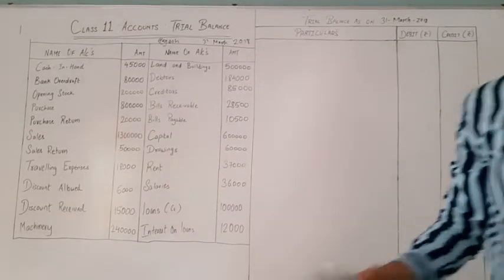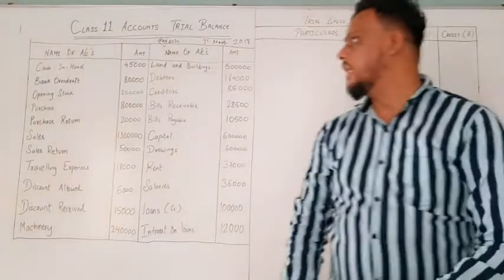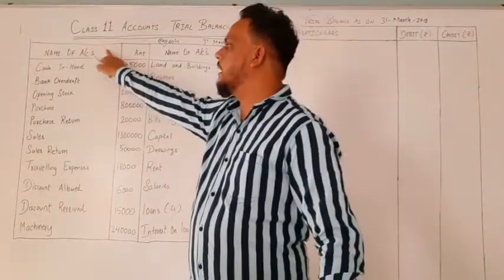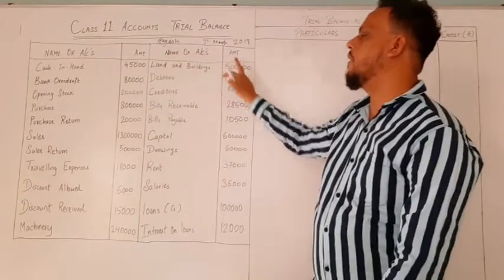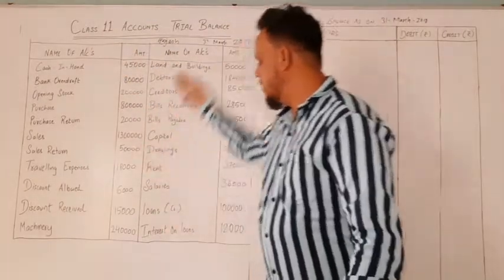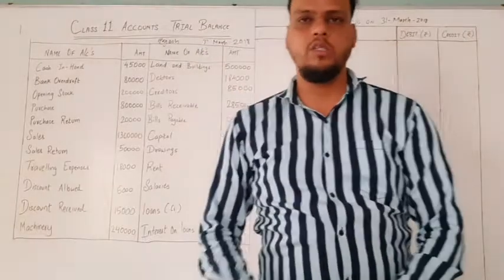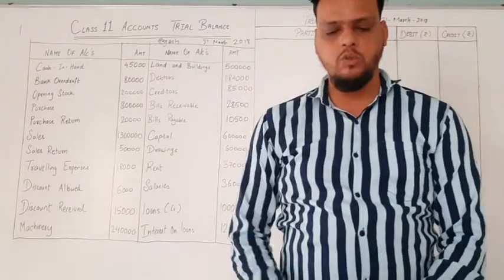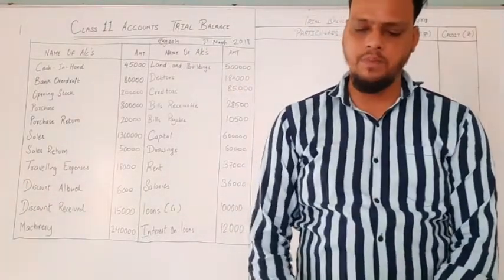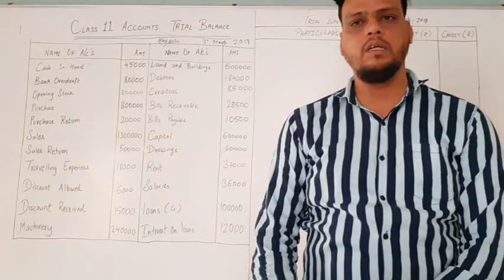First we have to start with the questioning. Here on the left hand side, name of the account and amount, name of the account and amount, all the things are mentioned in your question frame. You just need to identify the credit and debit, and then you have to write the concept.